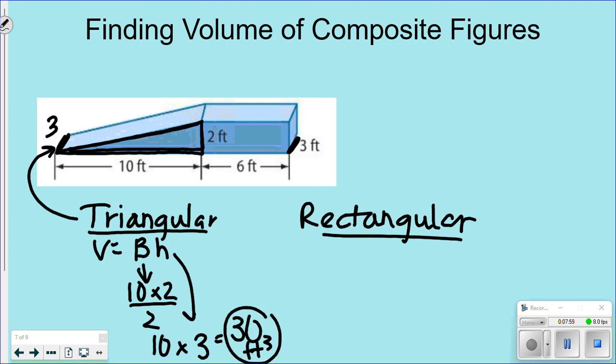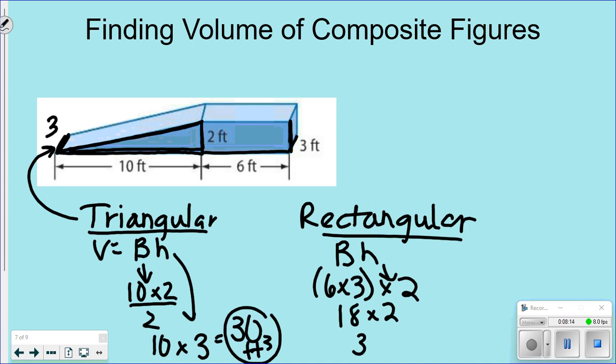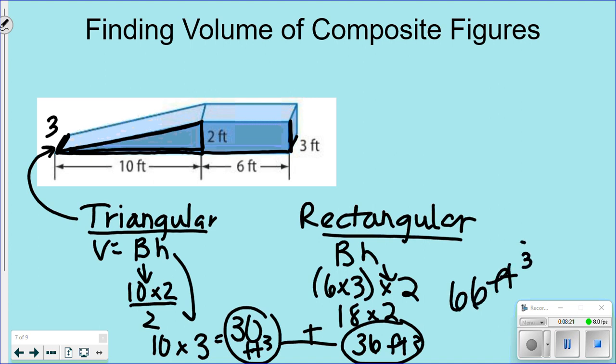Okay, the rectangular one, area of the base times the height, so my base would be here and here. This would be 6 times 3. That'd be my big B times how tall it is, which would be times 2. So this would be 18 times 2, and that's going to be 36 feet cubed. Now I'm going to take these two things and add them together, and it's going to be 66 feet cubed. So doing them separately like you know how to do, and then adding them together is the easiest way to figure these out. Now, if you're confused about what the base is, we can talk about that again in class, because I think that's probably the hardest part.